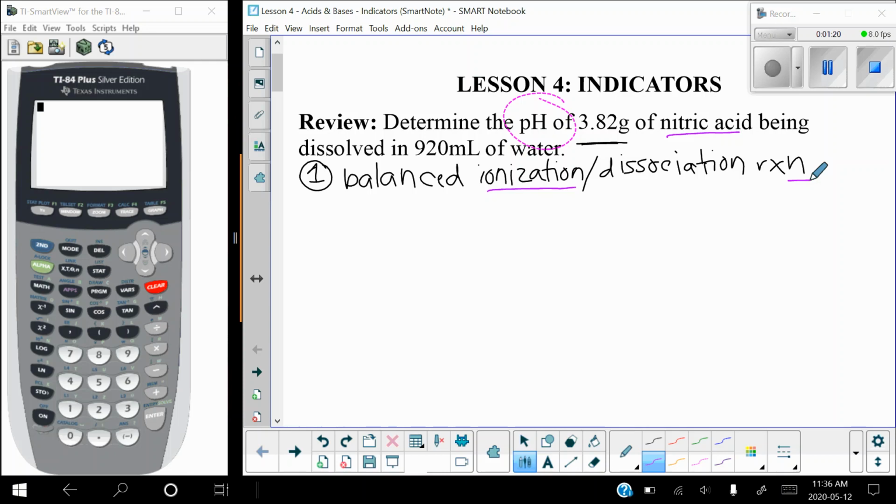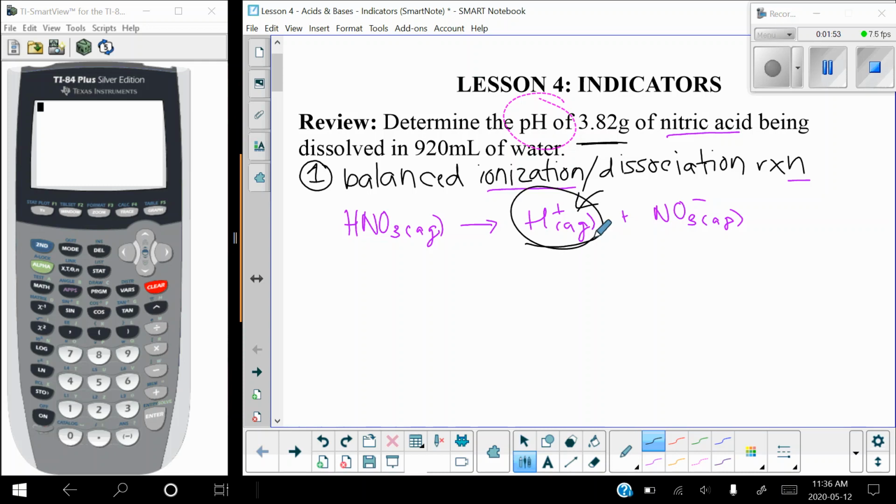All right, so nitric acid looks like this, HNO3 aqueous will ionize to form H plus and NO3 minus. Great, from here you're going to list what you know and what you are looking for. So the only thing that relates to our pH flow chart is this right here, our H plus content, okay? So this becomes our unknown.